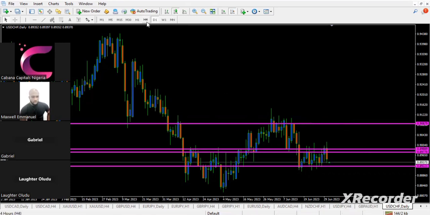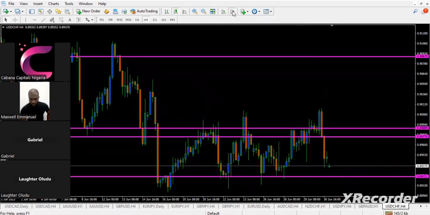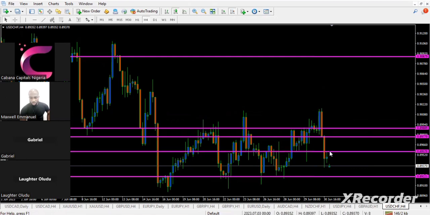Let's see what we have on the, sorry, 4 hour. So the last candle on 4 hour closed as a spinning top, which indicates change in trend. I could even risk buying if a candle closes above the high of this spinning top. If a candle closes above the high of this spinning top, I would execute a buy trade.